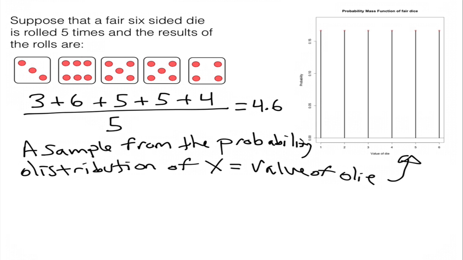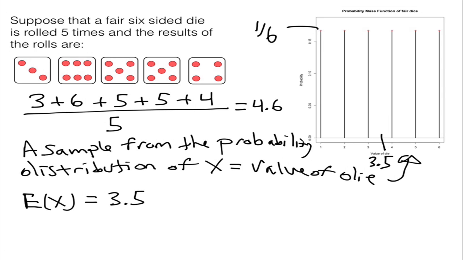Along the x-axis are the possible values of the die, 1 through 6, and on the y-axis are the probabilities, and they're all equal to 1 out of 6, because each side of the die has equal probability. The expected value of x, or the expected value of that distribution of x, is equal to 3.5, and that can be pictured right here on the graph.